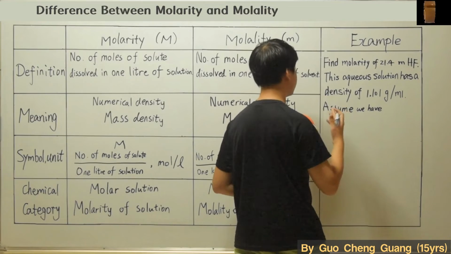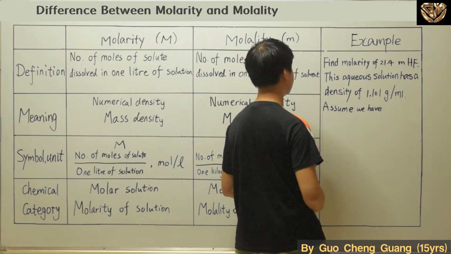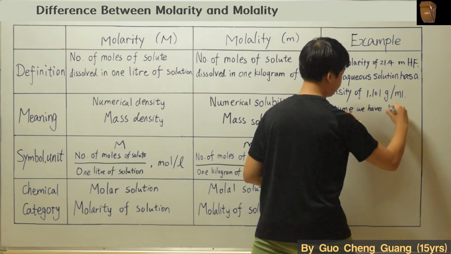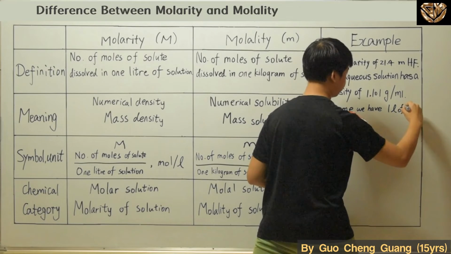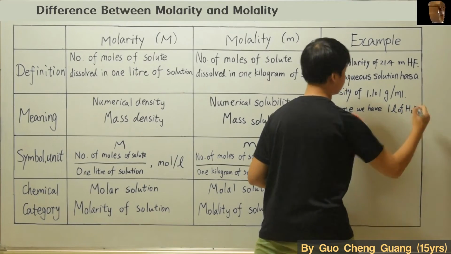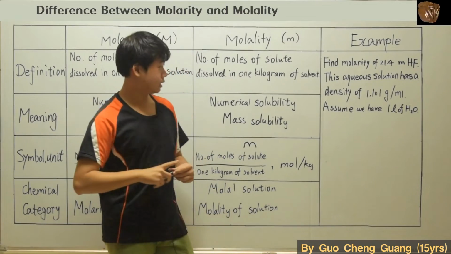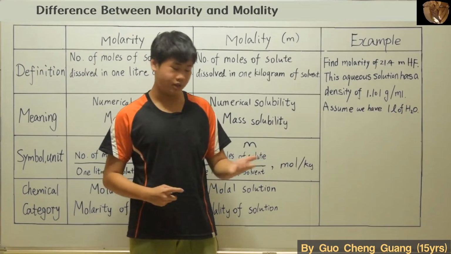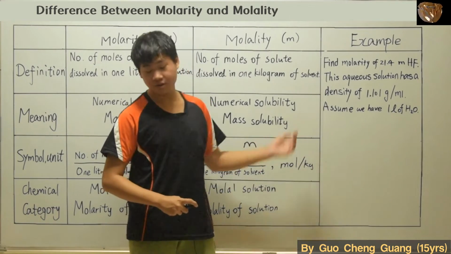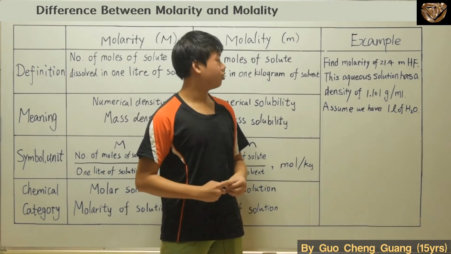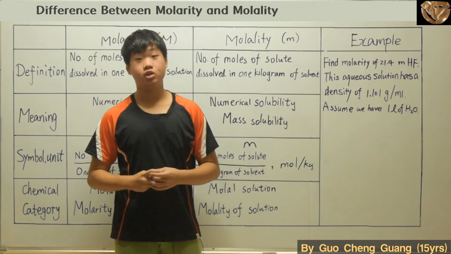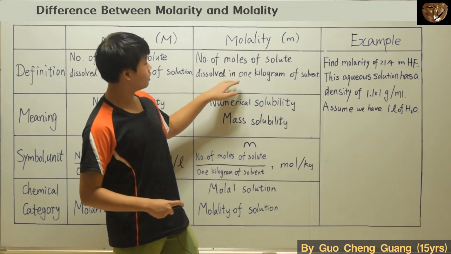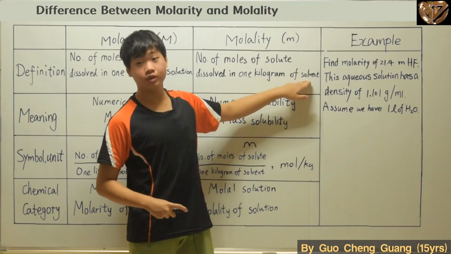So we know there's water inside, but we don't know how much water, but it doesn't really matter. So let's say we just have 1 liter of H2O, alright? So 1 liter of H2O, or 1000 milliliter of H2O, or 1 kg, or 1000 grams, however you like to write it. So here we have 1 liter of H2O, that means it is 1 kilogram of solvent.